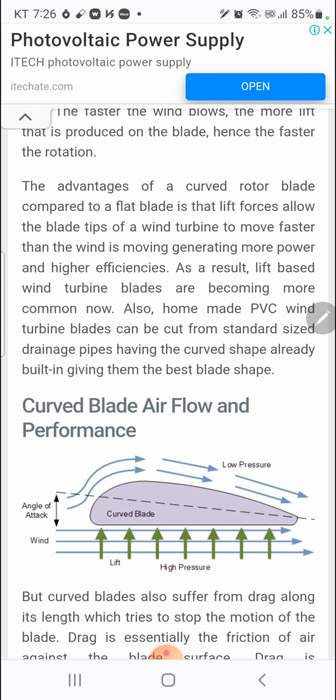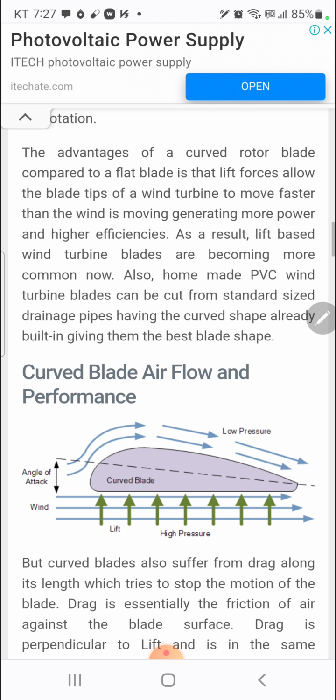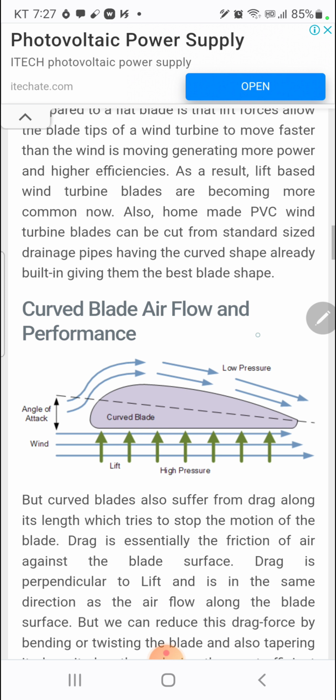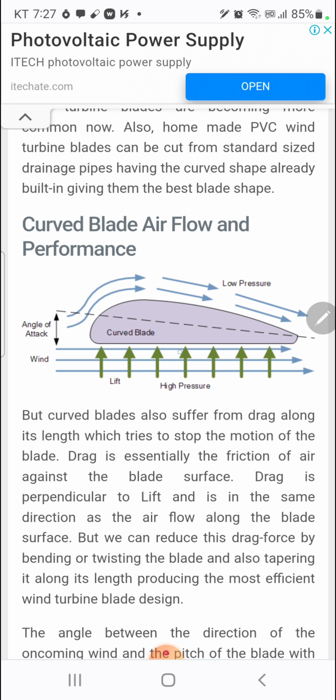The advantage of curved rotor blades compared to a flat blade is that lift forces allow the blade tips of a wind turbine to move faster than the wind is moving, generating more power and higher efficiencies. As a result, lift-based wind turbine blades are becoming more common now. Also, homemade PVC wind turbine blades can be cut from standard-sized drainage pipes, having the curved shape already built in, giving them the best blade shape, curved blade airflow and performance.